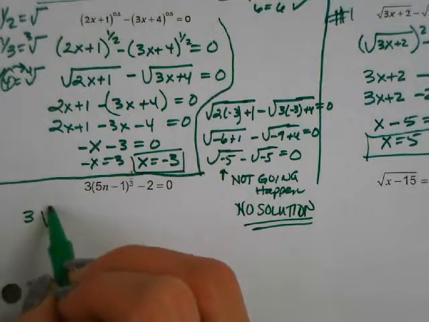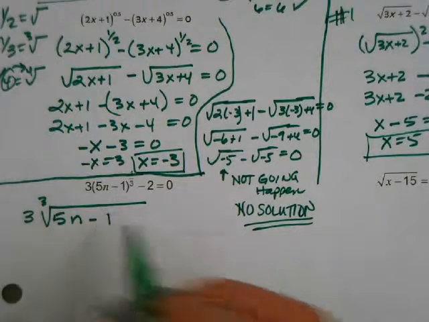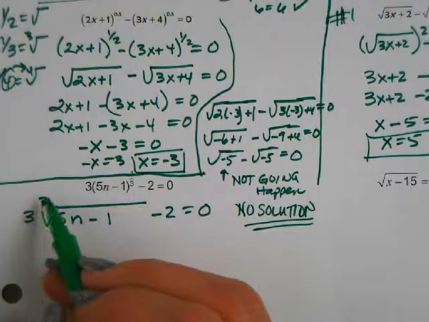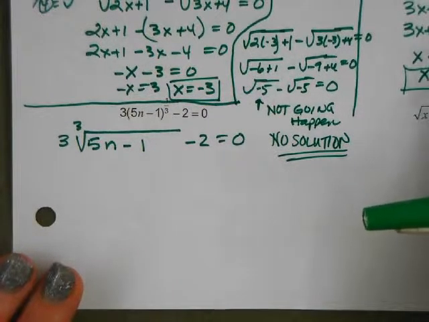So 3 times the third root of 5n minus 1, minus 2 equals 0. Okay, so I took that 1/3 and I just made it a third root. Cube root.